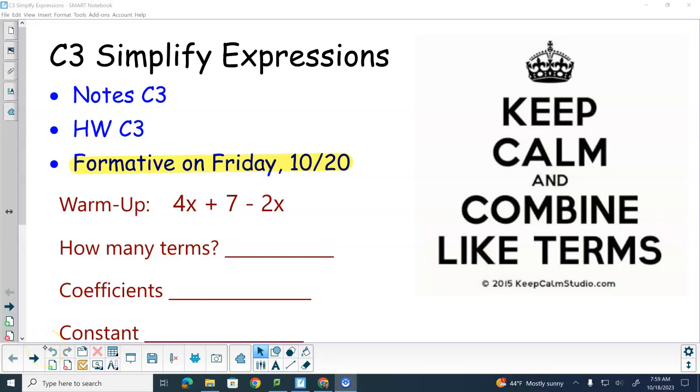We are in your note packets on the C3 today. I think it's only one. Yep, it's only a one-sided page. Here we go. All right.